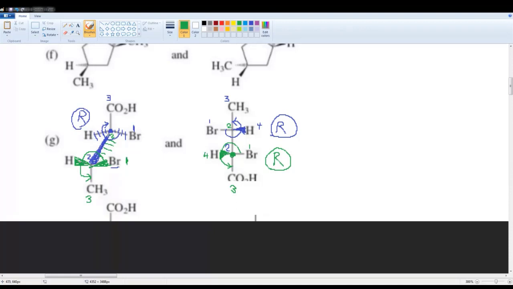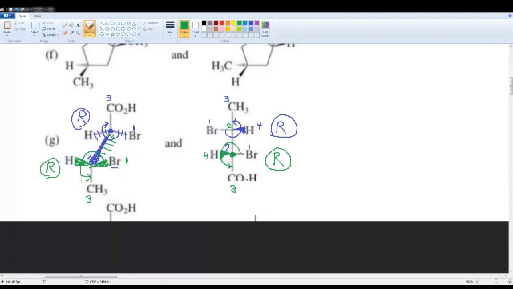And so that looks counterclockwise. We're actually going to flip to clockwise because of the hydrogen being wedged. So this is R as well. So in this case, they're the same compound. These are actually identical compounds. Even though they look different, they're actually identical compounds.